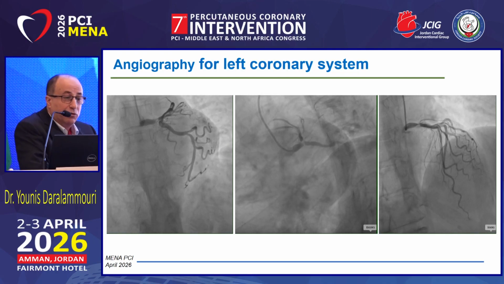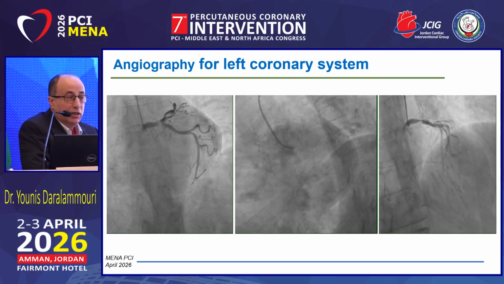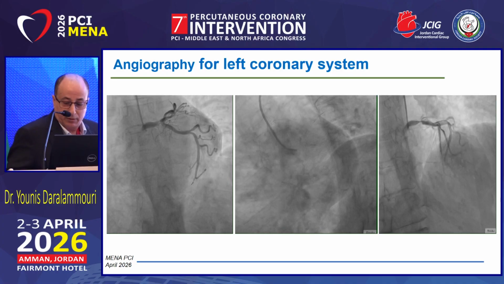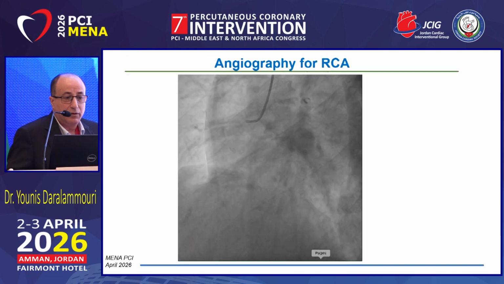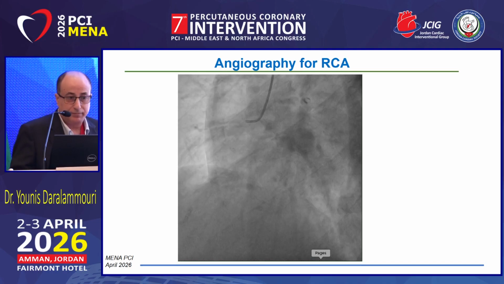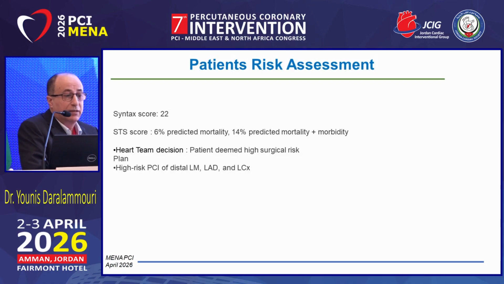The diagnostic angiography demonstrated a true distal left main lesion, Medina 1-1-1, with severe calcification. The right coronary artery was dominant without significant stenosis. The STS score was 22. The STS score estimated a surgical risk of mortality of approximately 6% with a combined mortality and morbidity risk of 14%.